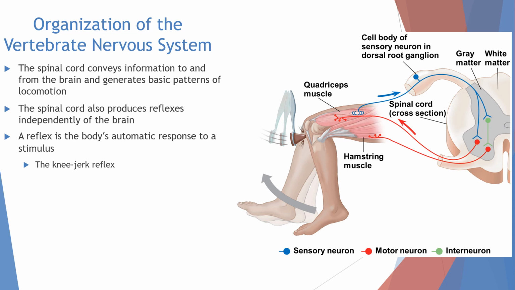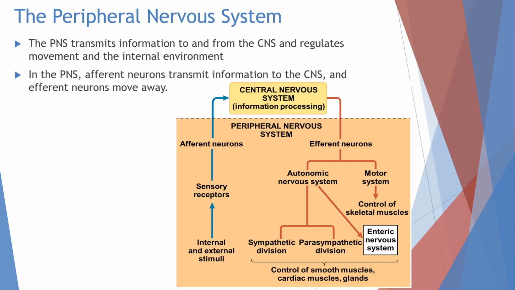There are sensory neurons, motor neurons, and interneurons, all working together within our nervous system. Now, moving to the peripheral nervous system. The peripheral nervous system helps us transmit information to and from the central nervous system, regulating movement and the internal environment. It has two different types of neurons. There's afferent, which transmits information to the nervous system, so it's taking our stimuli and how we're reacting to the central nervous system to process. And then there are efferent neurons, which move things away.